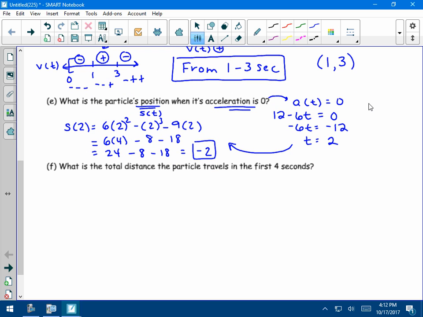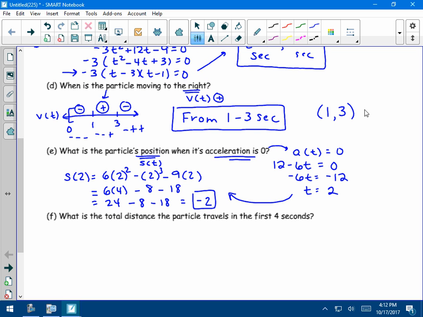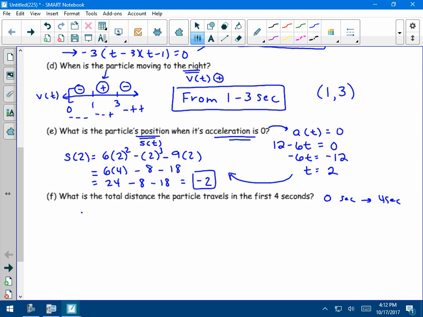And then finally, a total distance traveled problem. What is the total distance the particle travels in the first 4 seconds? So remember what we need. We need endpoints, so 0 seconds to 4 seconds. Those are my endpoints. And I also need to know when the particle's at rest, because when it's at rest, that's when the velocity changes from going left to right. So I need to look at s of 0, s of 1, s of 3, and s of 4. So I always look at my endpoints of the interval I care about, and any time in there when the particle is at rest.